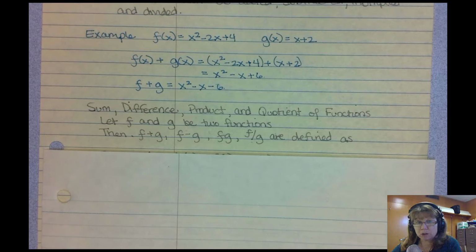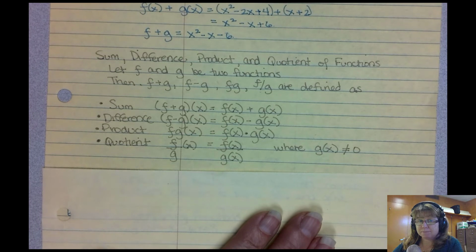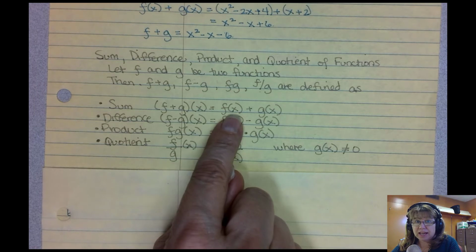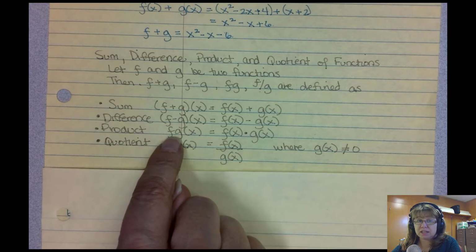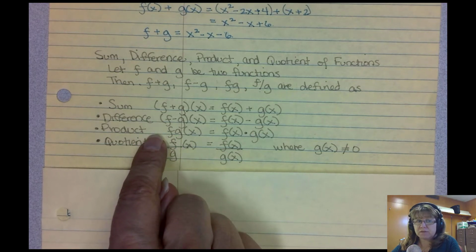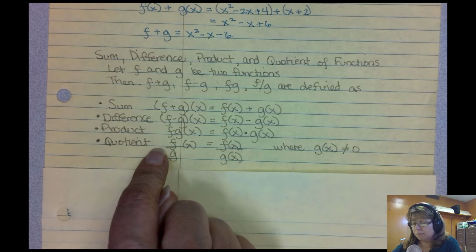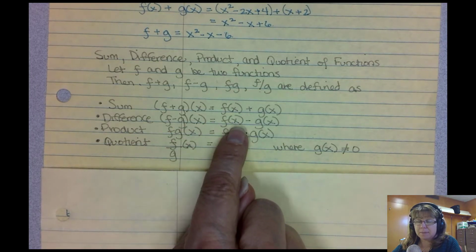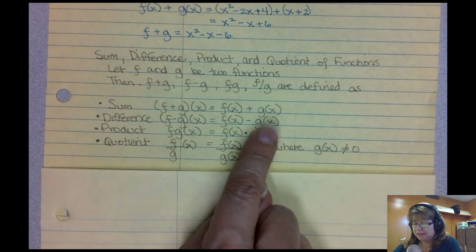Now, when we're doing this, we need to set up some definitions so we understand what we mean by this. The sum f plus g of x, well, you're going to take f of x plus g of x. Order is going to matter for most of these. Of course, not for addition, not for multiplication, but definitely for taking the difference and the quotient. Order matters. Okay, the difference, f minus g of x, that's going to be f of x minus g of x. Always be careful when you're taking the difference that you distribute this negative to everything in g of x.